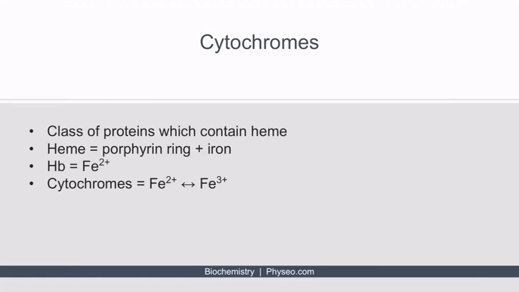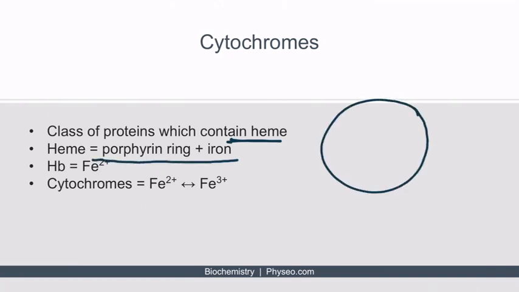Recall that cytochromes are a class of proteins which contain heme groups. Heme consists of a porphyrin ring with a center molecule of iron. So if we were to draw a circular ring, iron would be in the center like this.